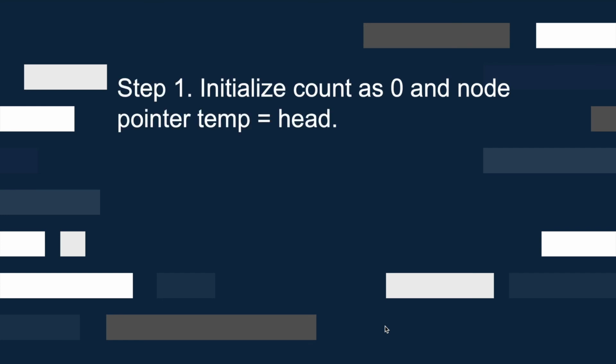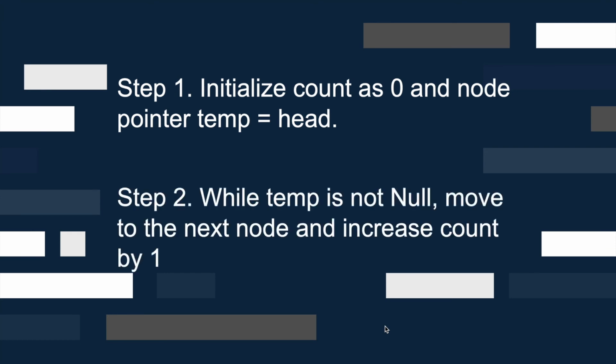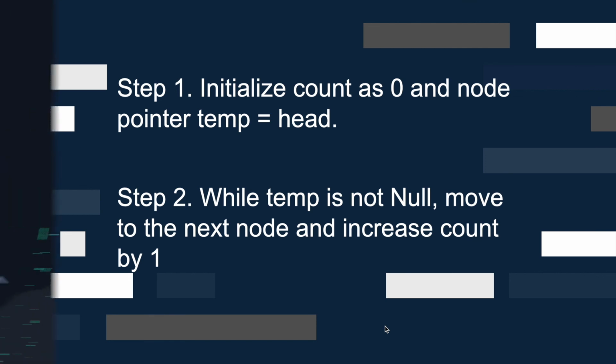Summary: to find the length of the linked list, we have 2 steps here. The first step is to initialize count as 0 and a node pointer temp equal to head. Then while temp is not null, we move to the next node and increase count by 1, and the process is repeated until temp is null. It means that we have reached the end of that linked list.